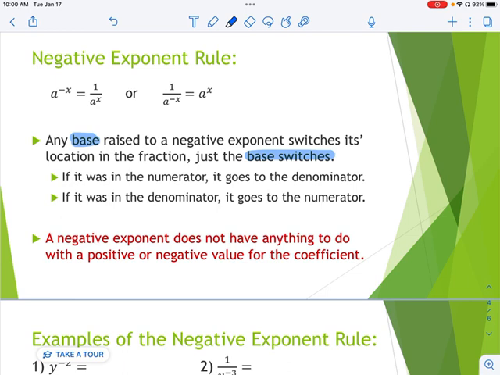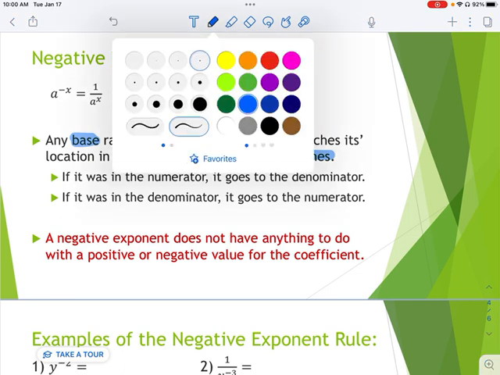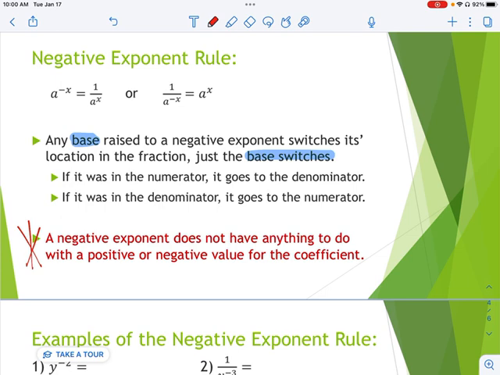Now, one big key here, because we see this all the time. Highlight this, mark it down, whatever. A negative exponent does not have anything to do with a positive or negative value for the coefficient. That is a common mistake. A negative exponent just switches its location in the fraction.